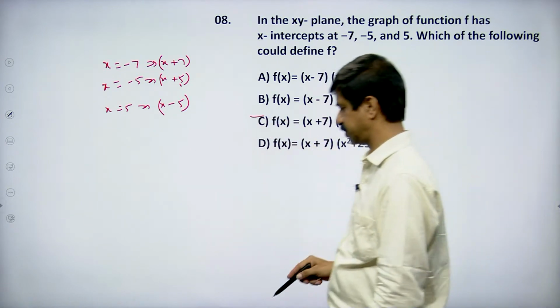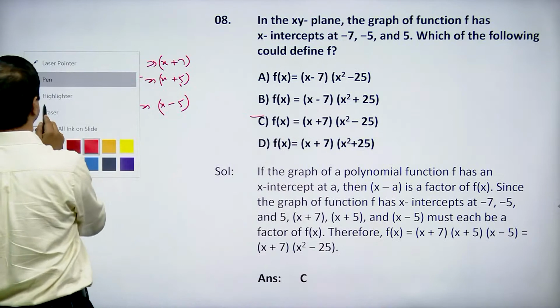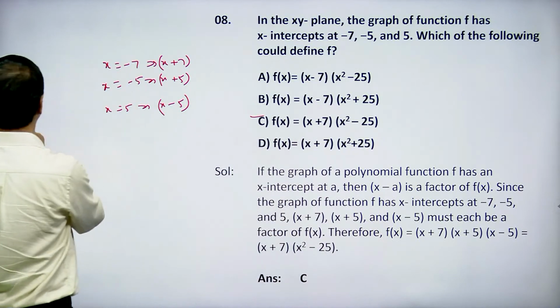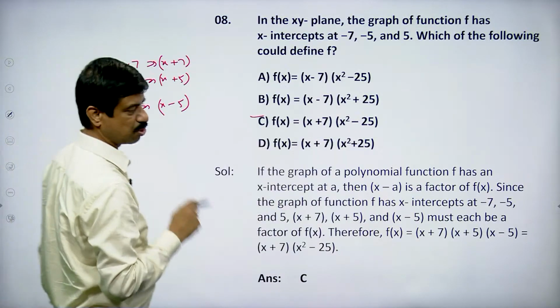Which of the options you have? C. Right children, please note it fast, quick.